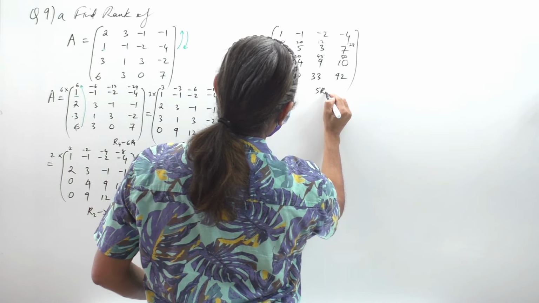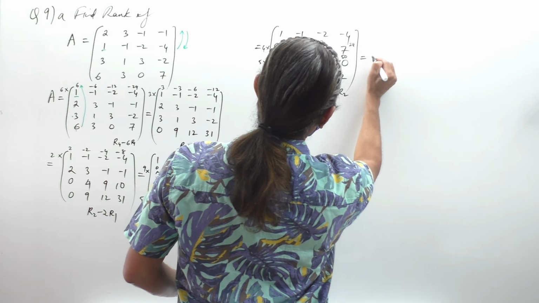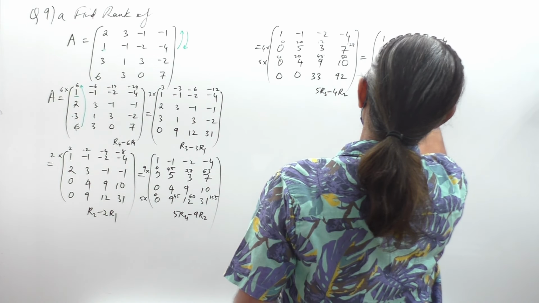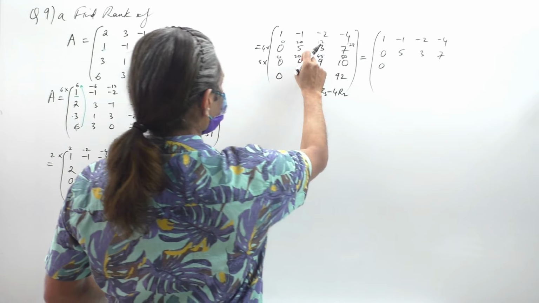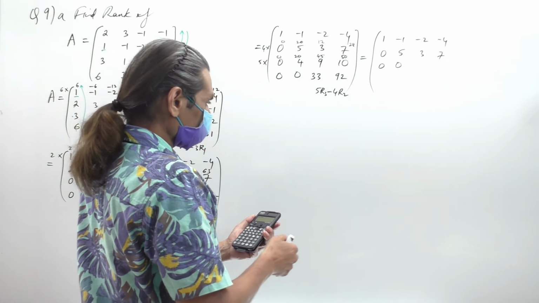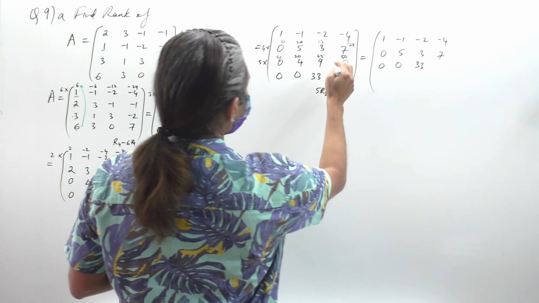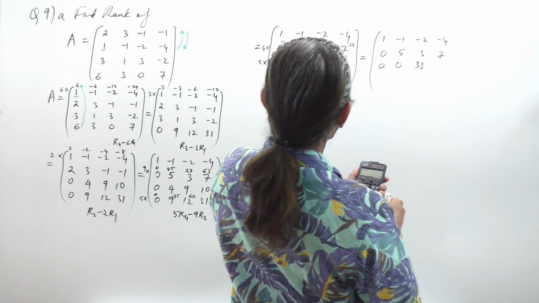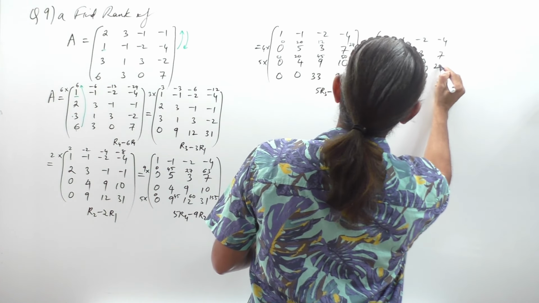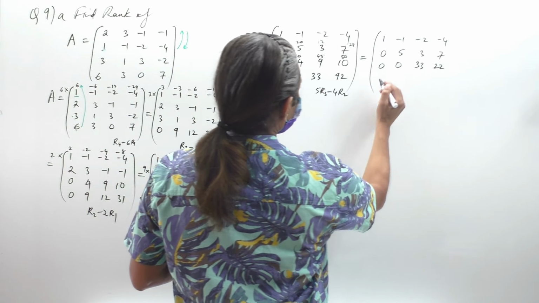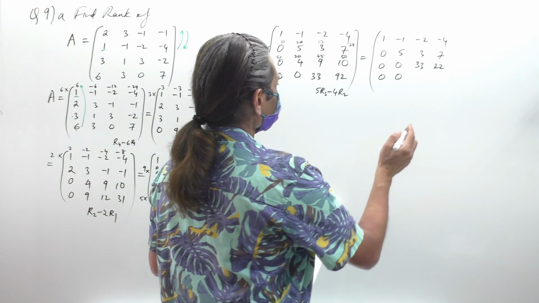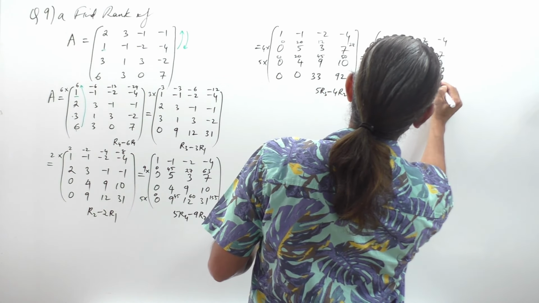So this is 5 R3 minus 4 R2, and this will be again 1, minus 1, minus 2, minus 4, 0, 5, 3, 7, 0. See, 20 minus 20 is 0. Again 45 minus 12, 33, and lastly 50 minus 28, 22. Okay, and lastly we have this 0, 0. So this will be now again 33 and 92.